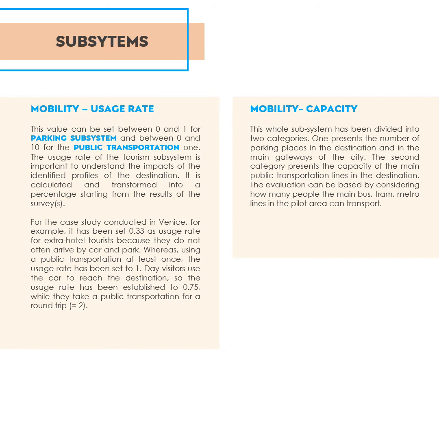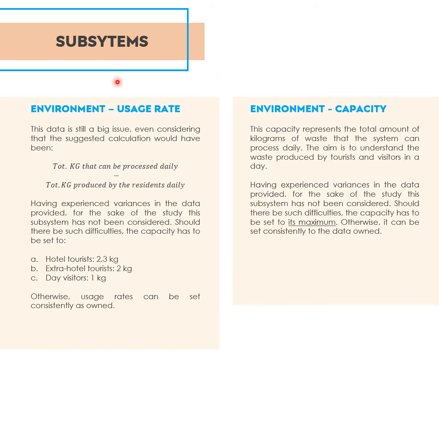can transport. The first subsystem may cause issues in collecting the corresponding data. It regards the total amount of kilograms of waste that the system can process daily. Having experienced variances in the data provided, for the sake of the study, this subsystem has not been considered. Should there be such difficulties, usage rates and capacity have to be set as indicated in the slide hereafter. Otherwise, they can be set consistently to the data owned.